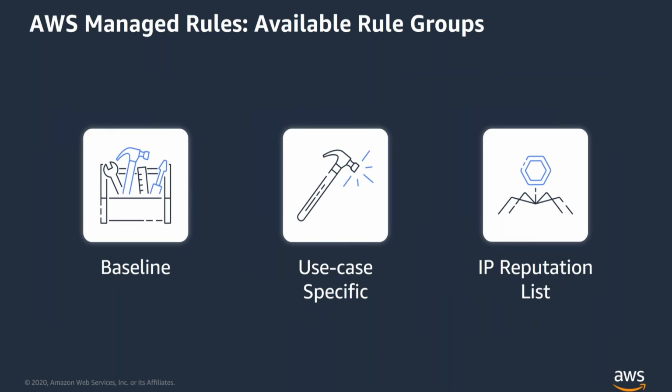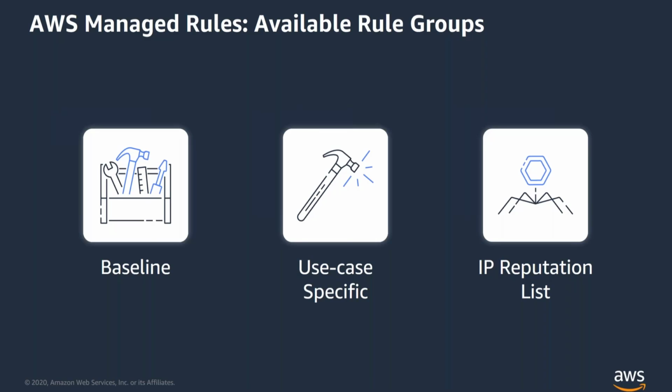We offer you 3 different types of rules to choose from. First, baseline, which provides general protection against a variety of common threats, and these include core rule set, admin page protection, and known bad input. Second, use case specific, which provides incremental protection for many diverse use cases that you might have. So if you are running SQL database or PHP or have a different operating system, you might be interested in turning these rule sets on.